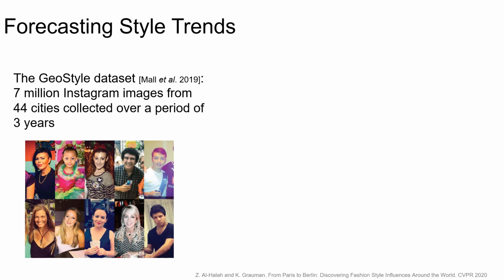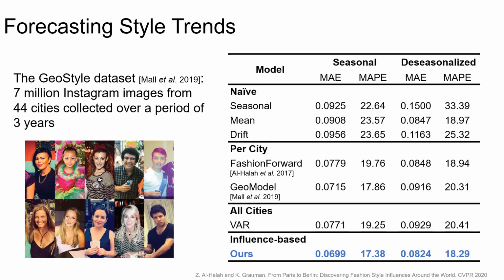We evaluate our model on a massive dataset of Instagram images collected from major cities around the world. We found that our influence-based approach leads to state-of-the-art forecasting accuracy of style popularity. Our model outperforms previous methods that consider style trends in isolation or follow a holistic view without regard to influence.